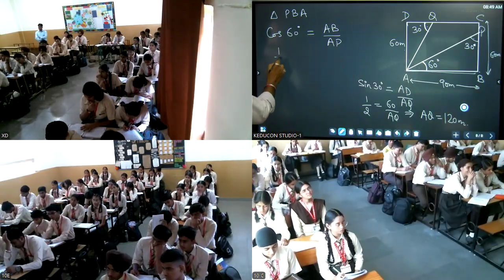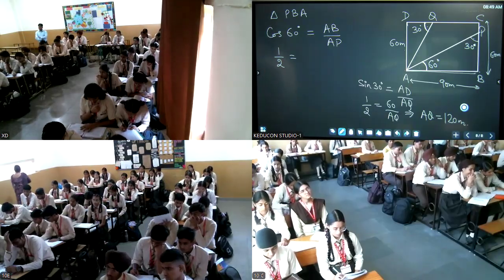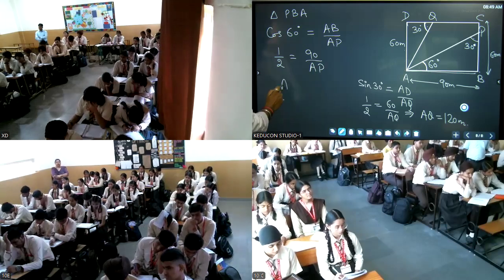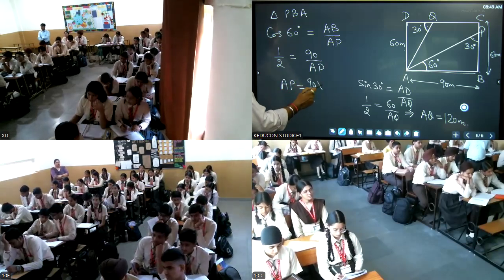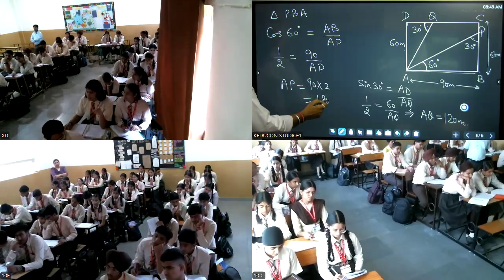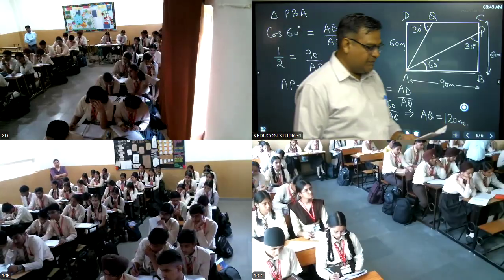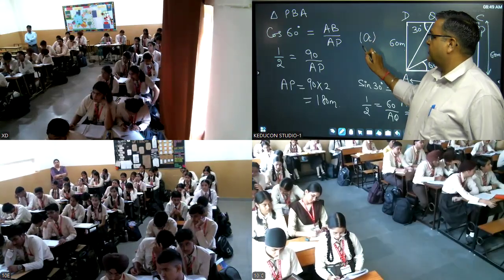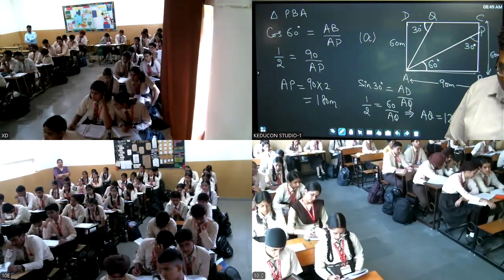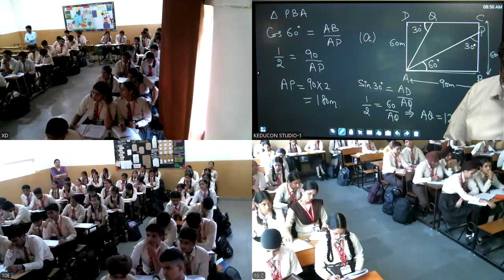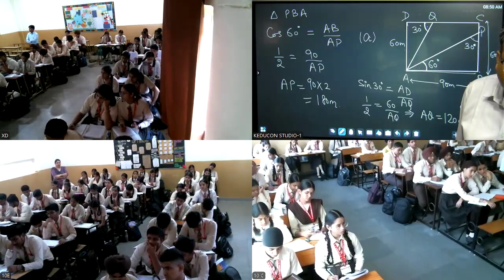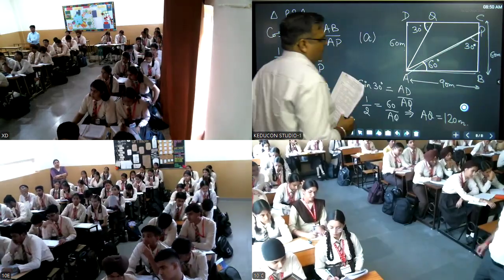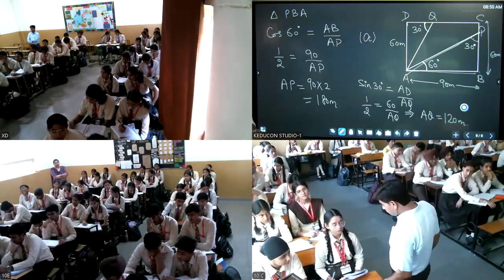So the AP is, cos 60 is 1 by 2, equal to what is AB? 90 upon AP. So AP will be equal to 90 into 2, that is 180 meter. So now it is correct. 120 plus 180. So answer will be A choice. Right, बच्चों? Is this clear? Is this clear, students? So this was AP, it was hypotenuse. So by mistake I had taken this as perpendicular.